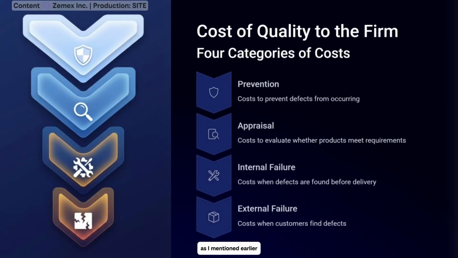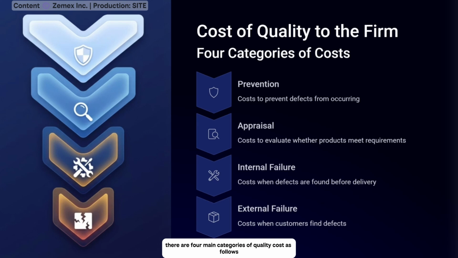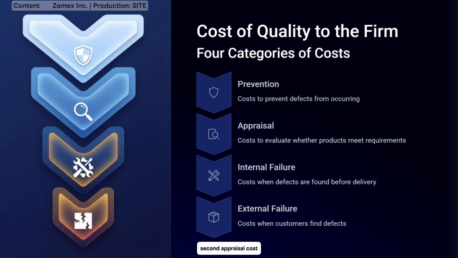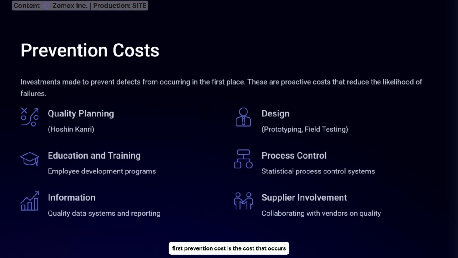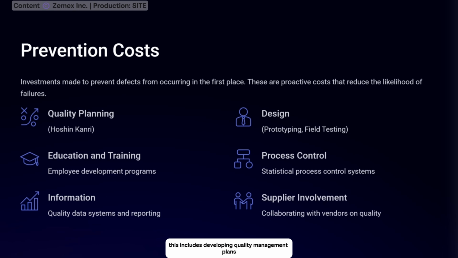As I mentioned earlier, there are 4 main categories of quality cost as follows. First, prevention cost. Second, appraisal cost. Third, internal failure cost. And finally, external failure cost. Let's go over each of these categories. First, prevention cost is the cost that occurs when we try to prevent quality issues in our operations. This includes developing quality management plans, educating and training employees, implementing process control, involving suppliers, and reporting.